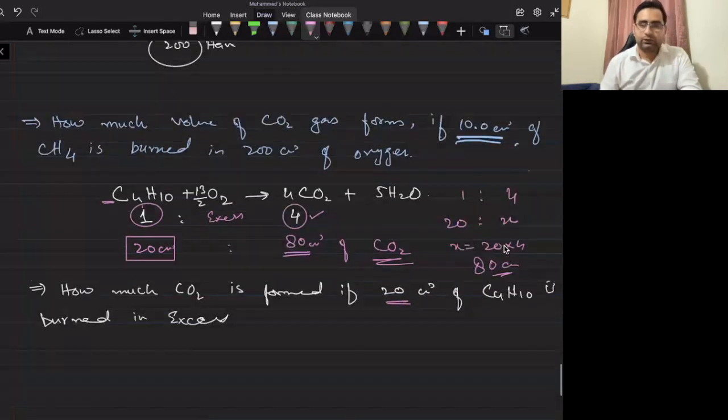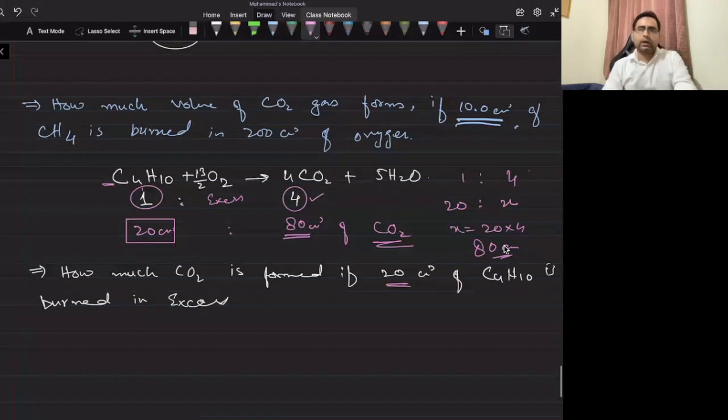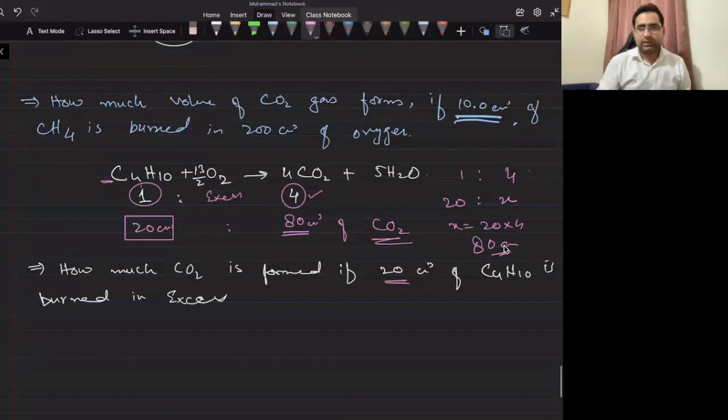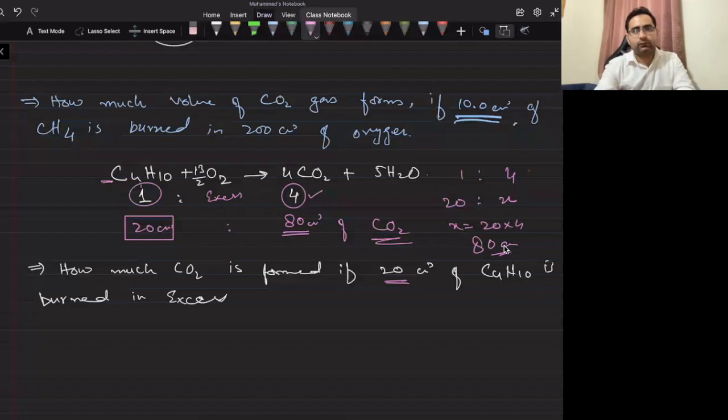So this was about limiting reactant, excess reactant and moles. Still, if you have any confusion or questions regarding moles, you can ask me in the chat box. I'm giving you 2 minutes for this. Yes, Armaghan, always use the limiting reactant, because the excess reactant is ignored and will remain after the reaction. So you cannot use the excess reactant.